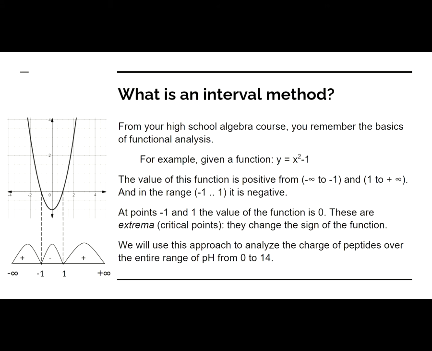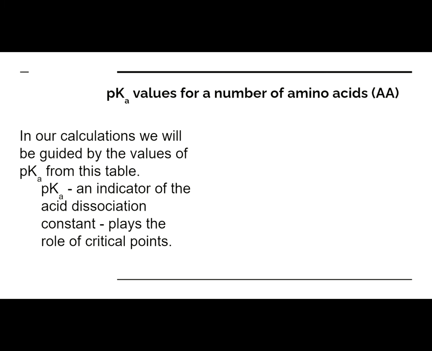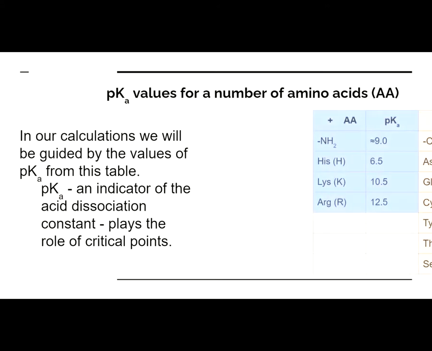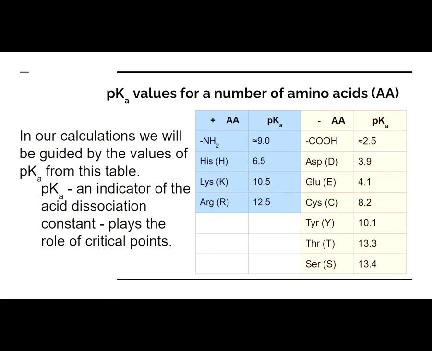We will use this approach to analyze the charge of a peptide over the entire range of pH from 0 to 14. In our calculation, we will be guided by the values of pKa from the table. pKa, the indicator of the acid dissociation constant, plays the role of critical points. Here we can see positively charged and negatively charged amino acids and the corresponding pKa values for these radicals and structures. So we shall try to remember these structures to analyze the total charge of the peptide.